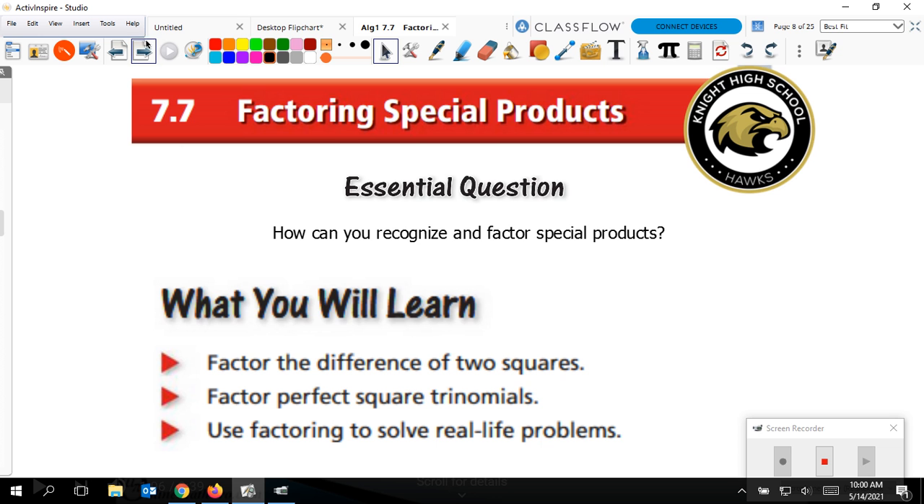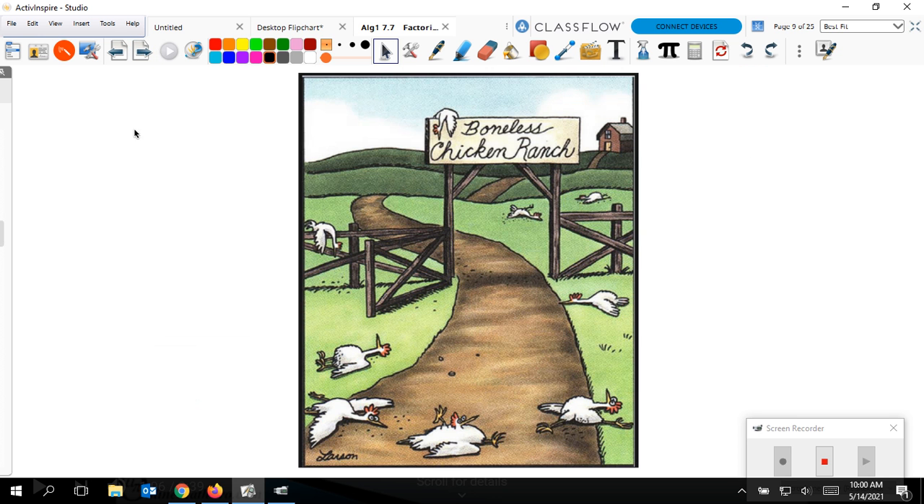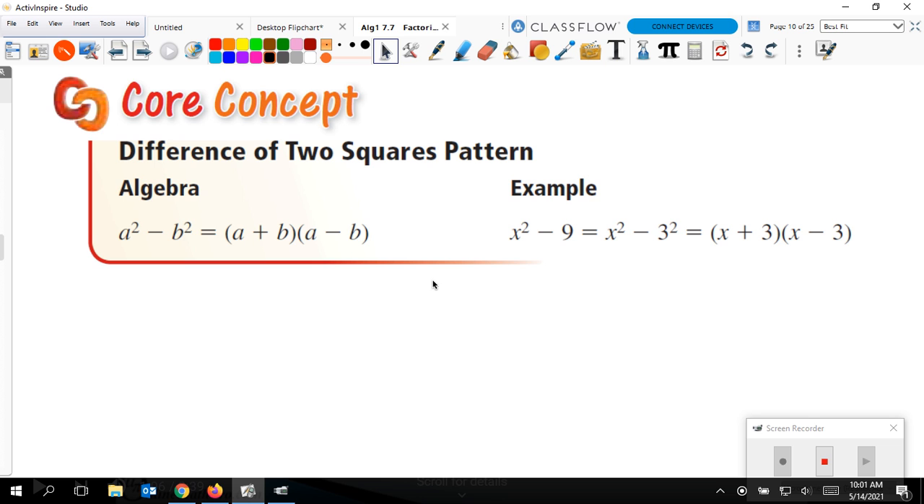So let's go ahead and check out our cartoon for the day. It's a Far Side cartoon. It's the Boneless Chicken Ranch. So this is where we get our boneless chicken from. All the chickens have no bones, so they're just lying around. They can't go and do anything. Completely boneless.